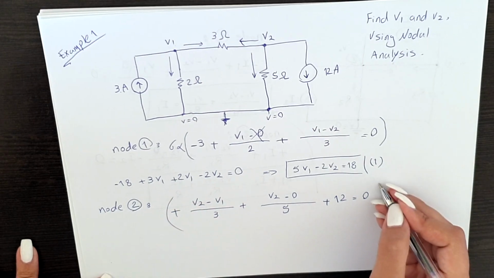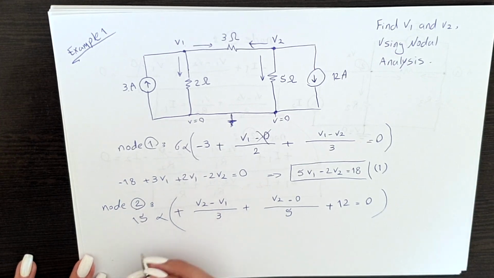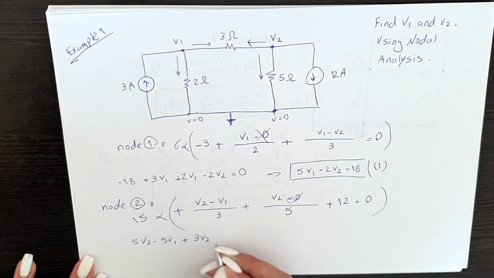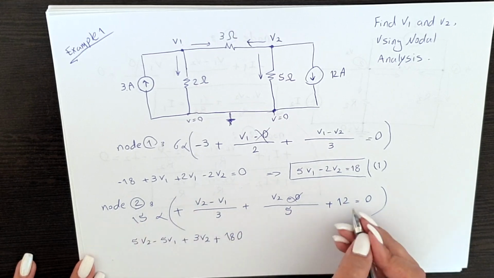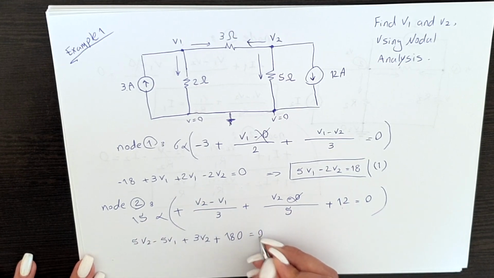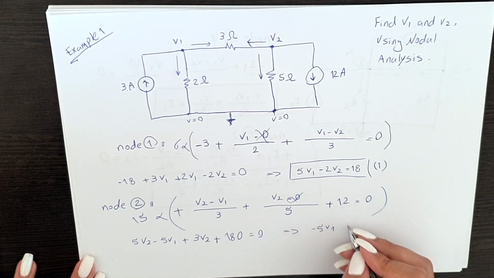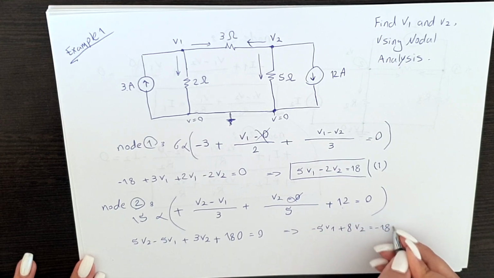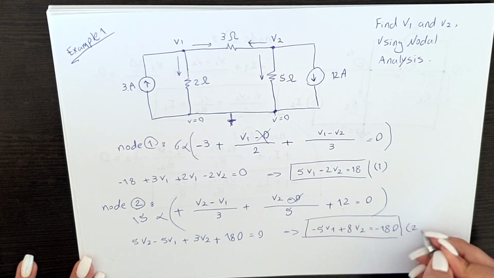Here again we want to cancel the denominators, so we're going to multiply this by 15. So we say 5V2 minus 5V1 plus, this one is cancelled, 3V2 plus 180, which is 15 multiplied by 12, is equal to 0. Here what do we get? We get minus 5V1 plus 8V2 is equal to minus 180. Great, we found our second equation.